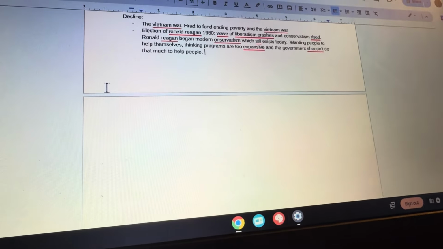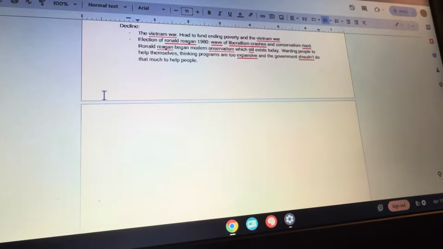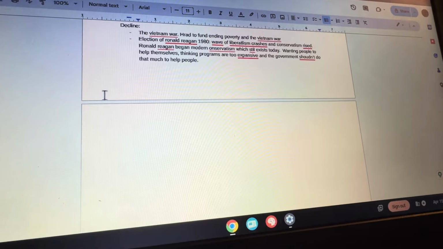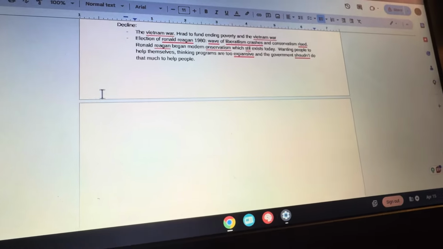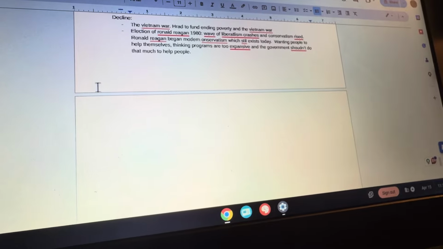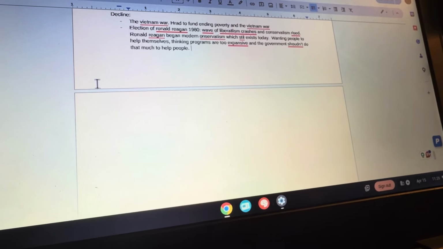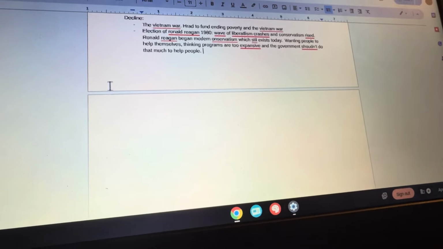Then the election of Ronald Reagan in 1980. Liberalism crashes and conservatism rises. Ronald Reagan began modern conservatism, which still exists today. Instead of wanting people to help them, the idea is wanting people to help themselves. Thinking programs are too expensive and the government shouldn't do that much to help people.